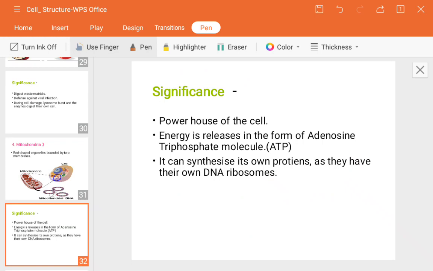Okay, next, it can synthesize its own proteins as it has its own DNA and ribosomes. So these are their unique features, which they produce in themselves only. In the case of other organelles, such things are not available. They don't have their own ribosomes, they don't have their own DNA molecules. So this is just unique about the mitochondria. Now each of them has its uniqueness.